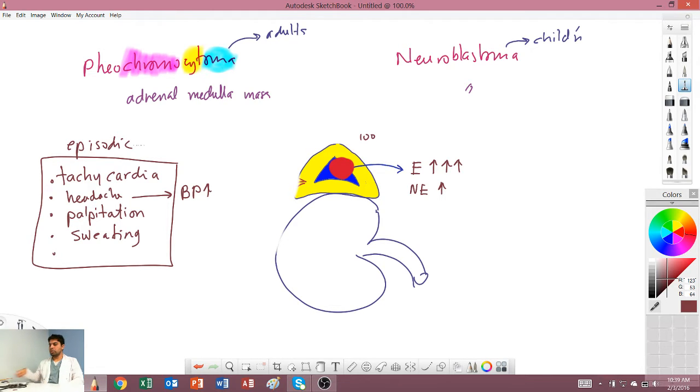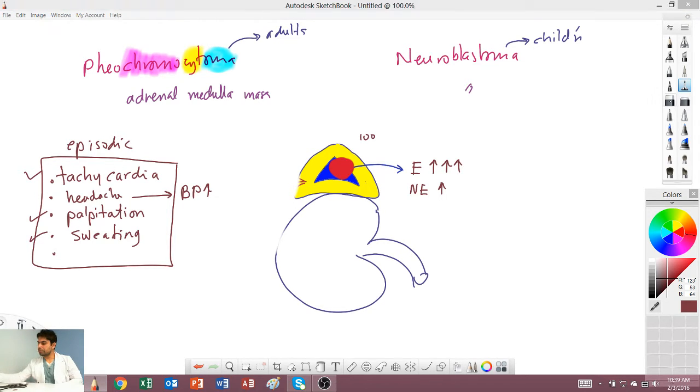Okay. So please focus on three things: tachycardia, palpitation, and sweating. Those are the things you should focus on. I mean, headache is good too. Same thing in adults and in children. But in children, there will be something additional.